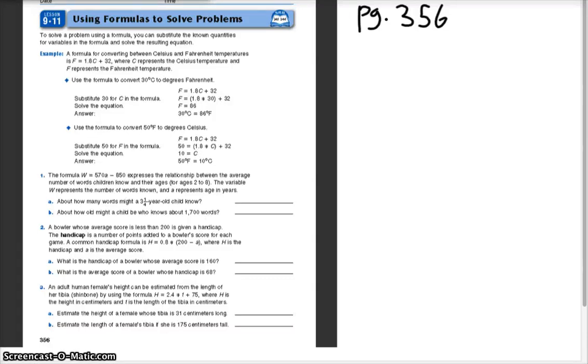Happy morning, everyday math. Please turn to page 356 in your math journal. We're going to be working on a few problems together today, but as always, before we begin, here is today's joke.